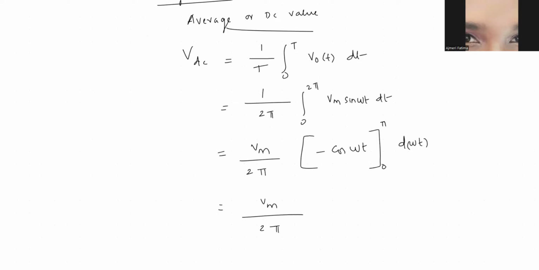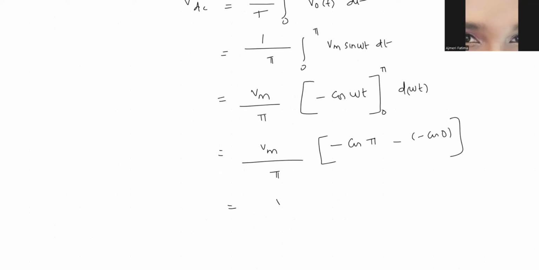Oh, sorry. This is a full wave rectifier, right? So time period would be only pi in this case, not 2 pi. Got it? So minus cos omega t, apply upper limit and lower limit. Minus of minus cos 0, right? So you'll get Vm by pi. Cos 180 is minus 1. So you'll get minus of minus 1, minus of minus 1. So you'll get 2 Vm by pi.